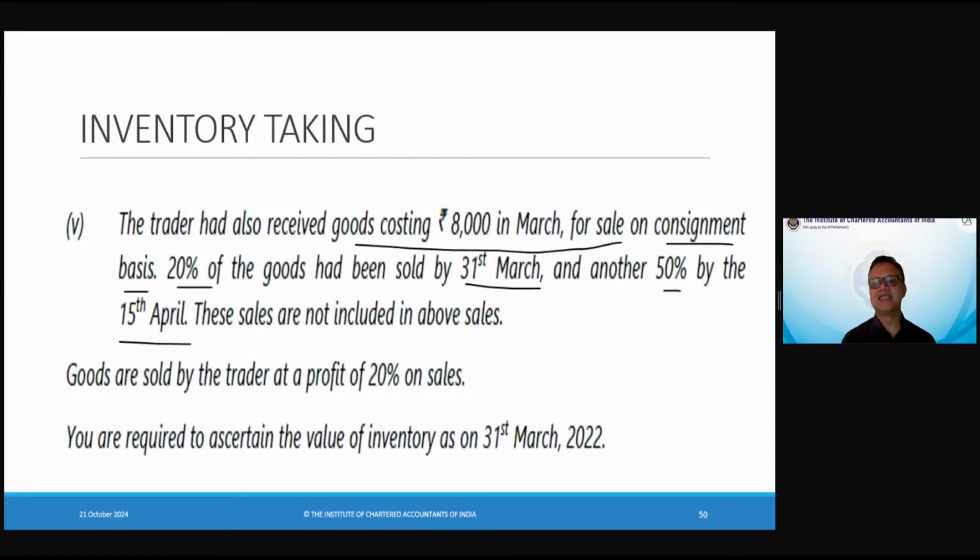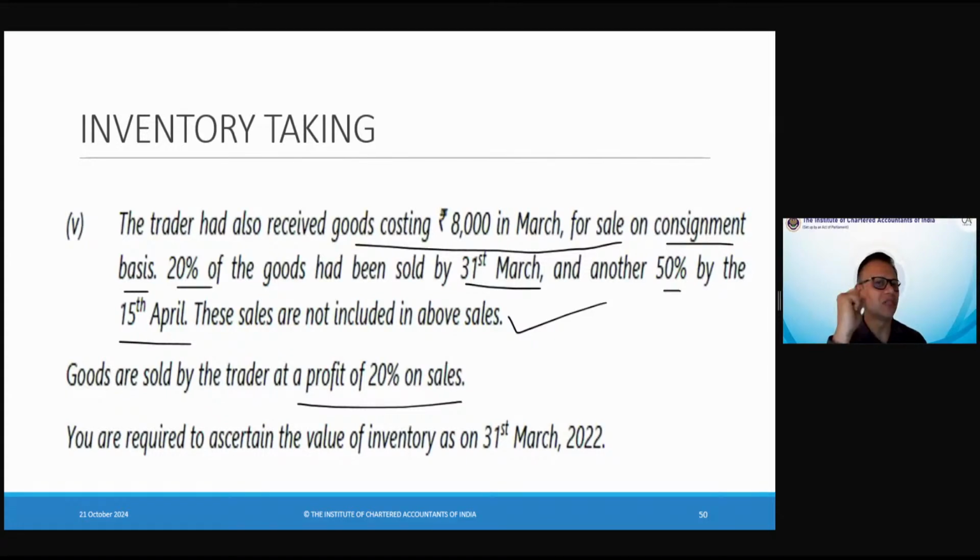That means these sales have not been taken in the sales of the goods. As I told you, why were they not taken? I have given you that concept of consignment sales. Now, out of this sale on consignment basis, it is given at cost, of course, 8,000. 20% were sold by 31st March and 50% by 15th April. That means out of these 100% goods, 50 plus 20, 70 has been sold. So the rest 30% is remaining. And goods are sold by the trader at a profit of 20% on sales.